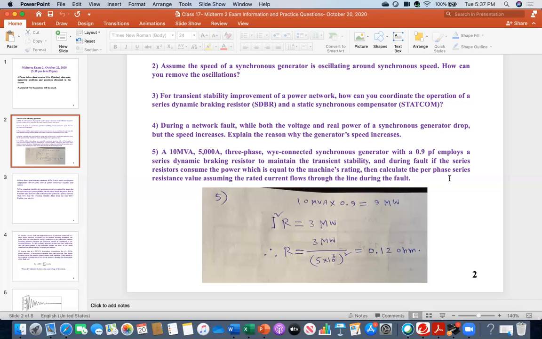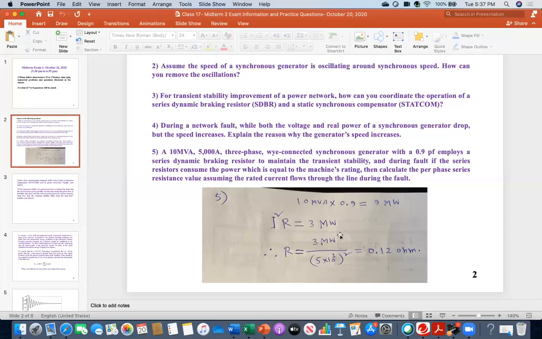Now, in series, for each phase, this current is flowing. Therefore, I squared R equals 3 megawatt, and then find out the R. And what is the I value? I value is this one, 5000. So therefore, you should be getting 0.12.